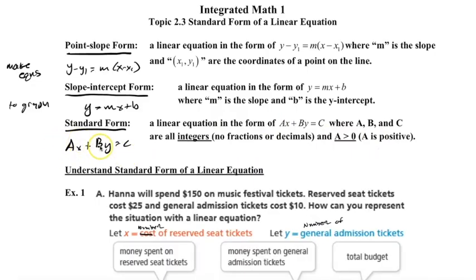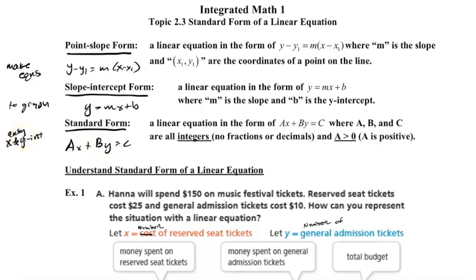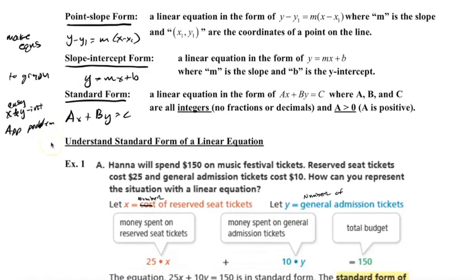A couple things. It's good to find x and y-intercepts. So it makes it easy to find the x and y-intercepts. And it's also good to solve application problems. It's usually the best way to solve application problems. Not always, depends on the problem, but for most of them, standard form has been the easiest way. Let's do an example here.